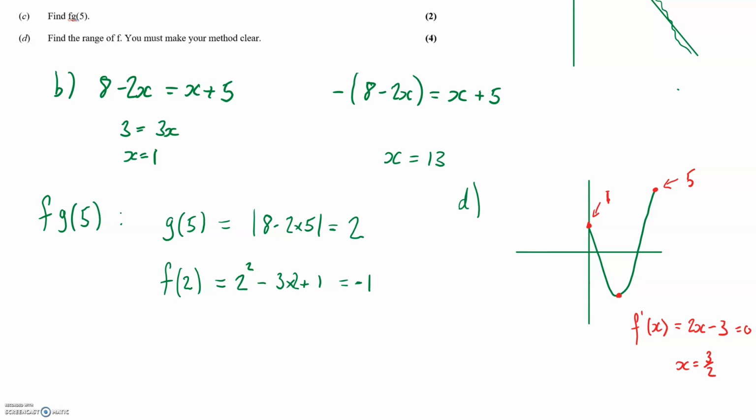When x is equal to 3 over 2, I can substitute that into the original function, and that will give me a y-coordinate of negative 5 over 4. That makes that our lowest possible value of the function.